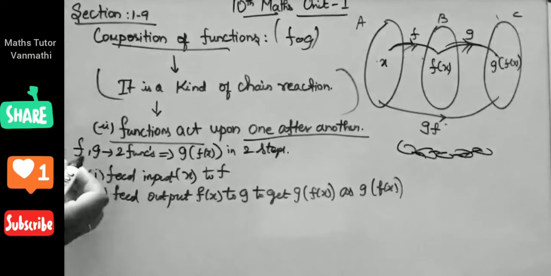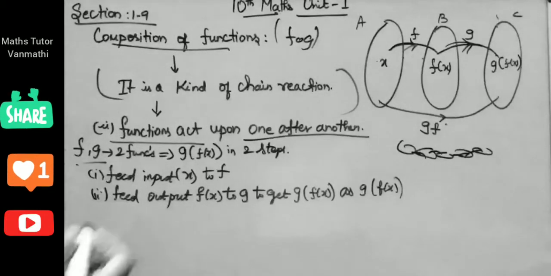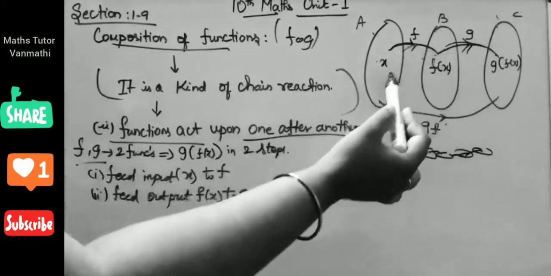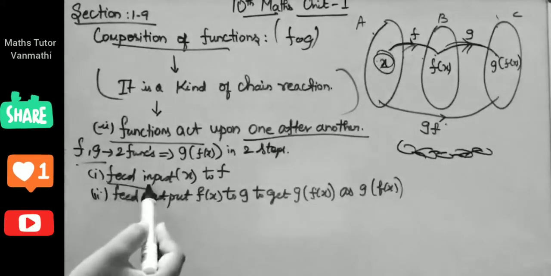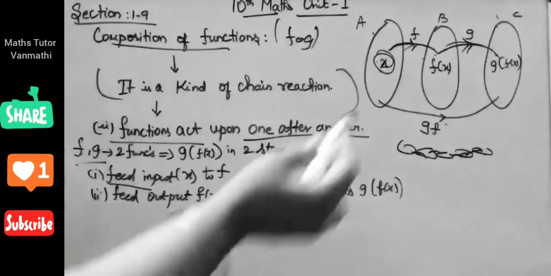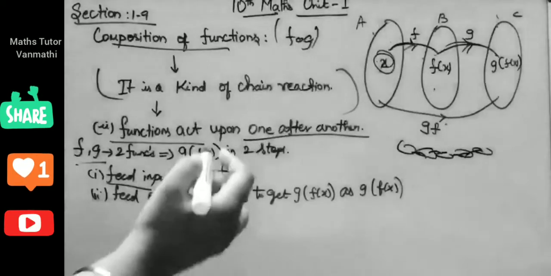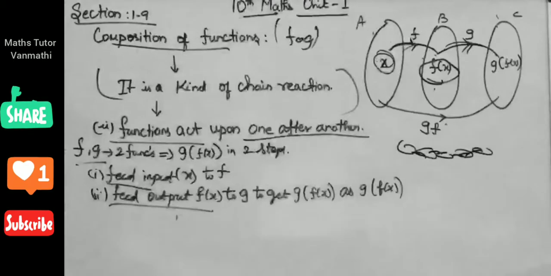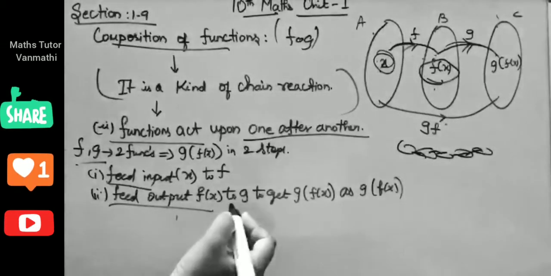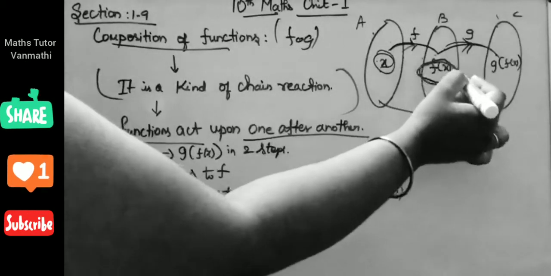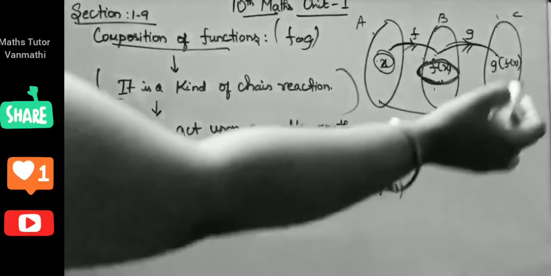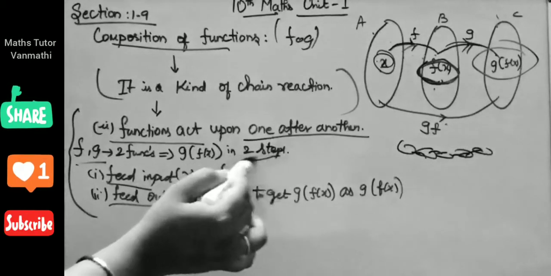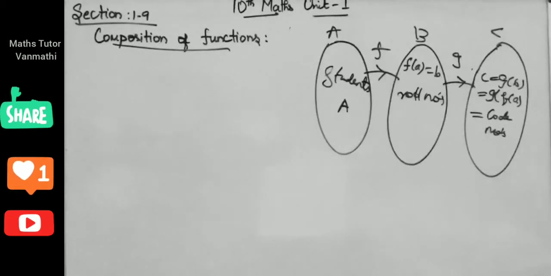Next, see, here we are considering two functions f and g. From A to B is your function f. From here, x is your input. We are feeding this input to this function and getting the output f of x in set B. Then again, for the next function g, we put the input as f of x and get the output as g of f of x. That is why this is given as an example for composition of functions.